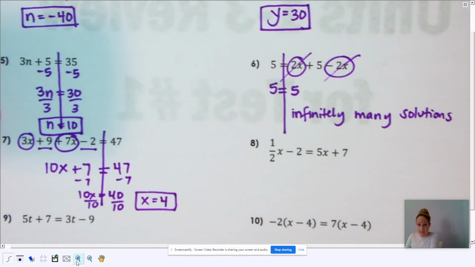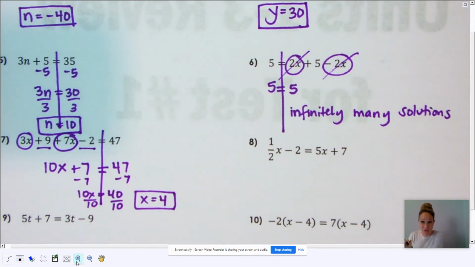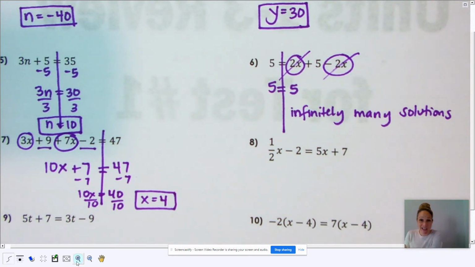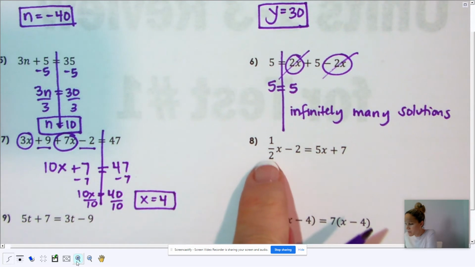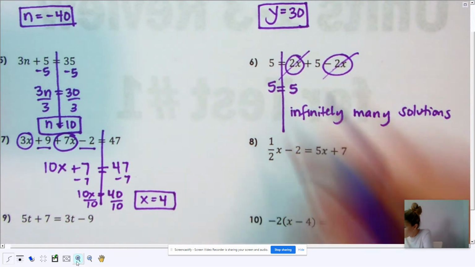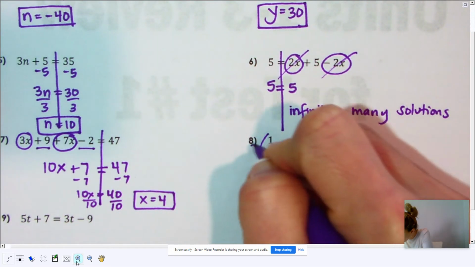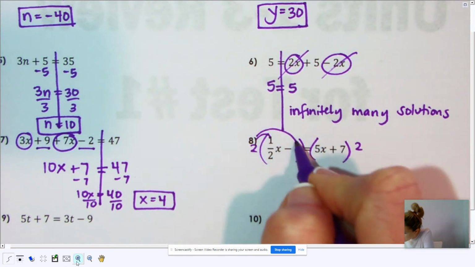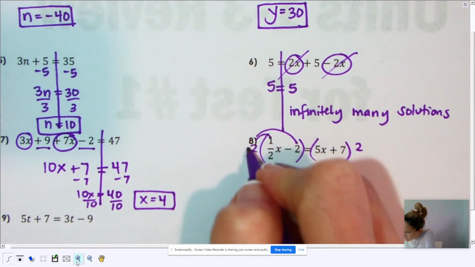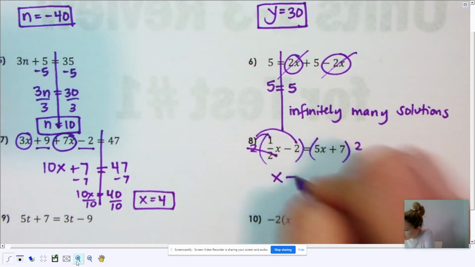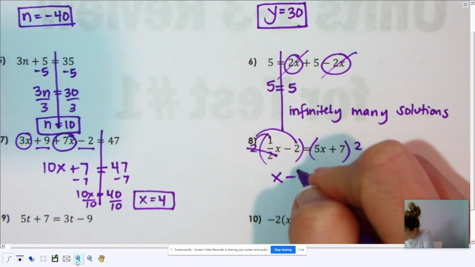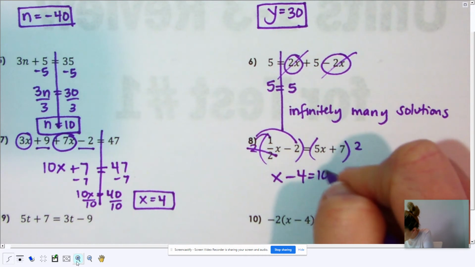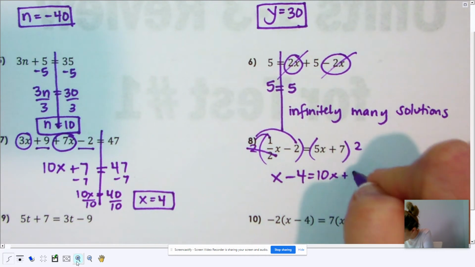Question number 8. There are a few ways to do this problem. I would like to just multiply by 2 and get rid of the fraction before we start, because remember, this just means divide by 2. And so if I times by 2 on both sides, when I distribute it here, those are going to cancel, and I'm just going to get 1x. 2 times 2 is 4, 2 times 5 is 10, and 2 times 7 is 14.